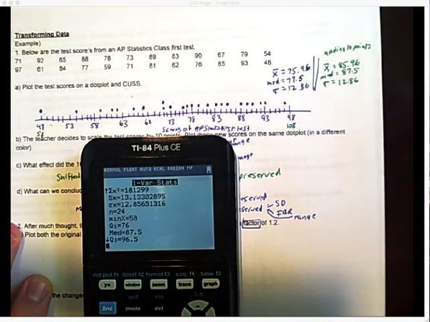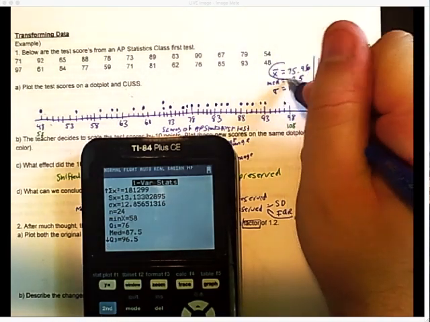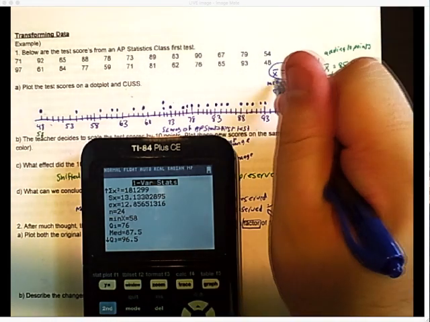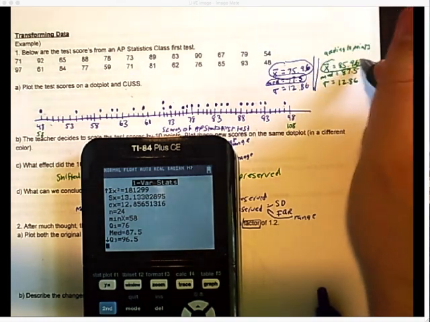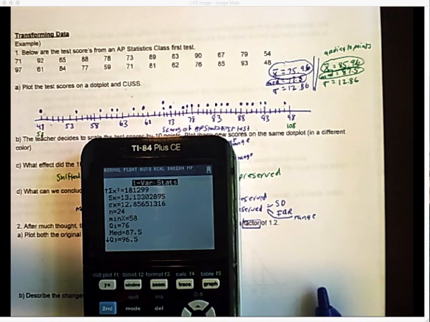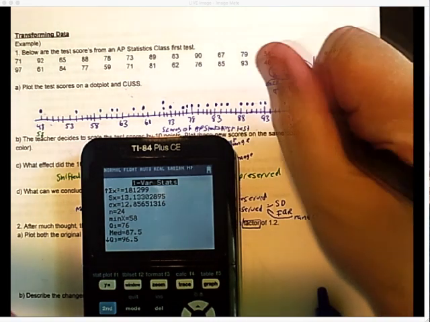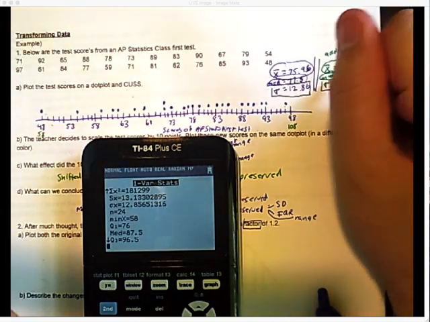So notice what happened to the center. Here was the original center, whether that's the mean or the median. But when I add 10 points, what did that do to the center? It added exactly 10 points to both of those. But what stayed the same? The amount of spread, or standard deviation, stayed the same.